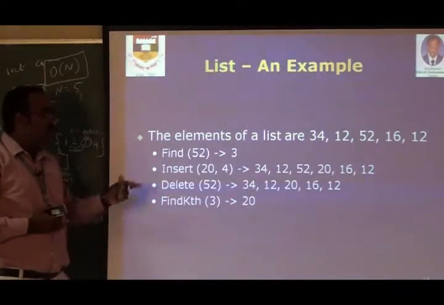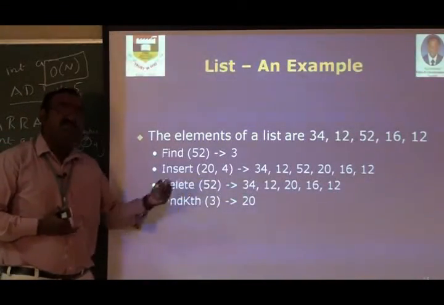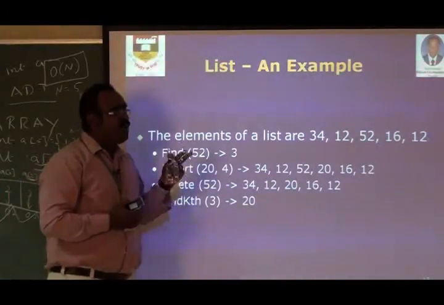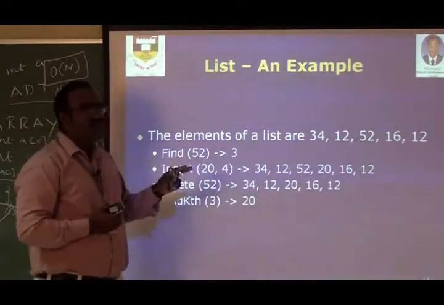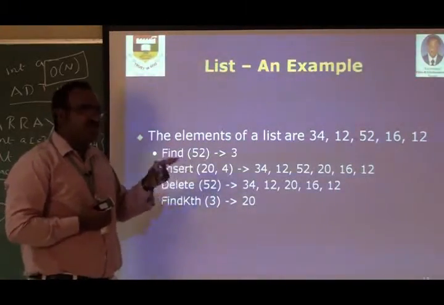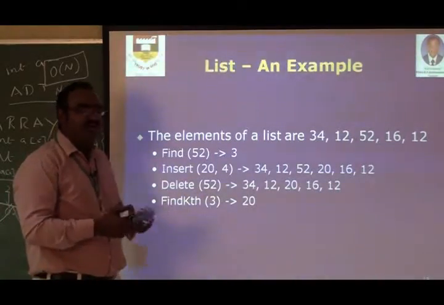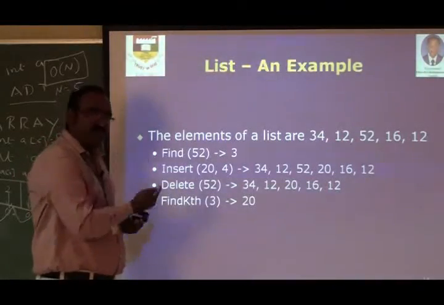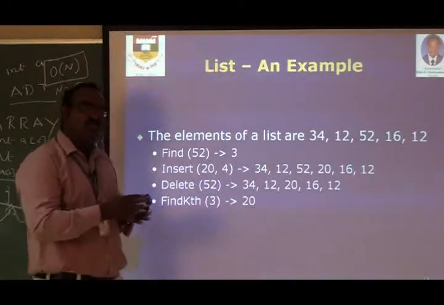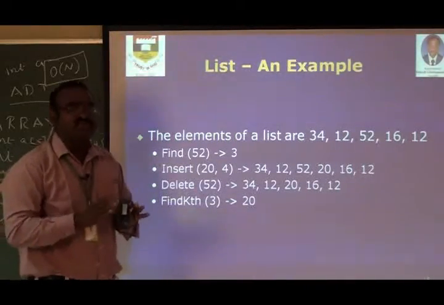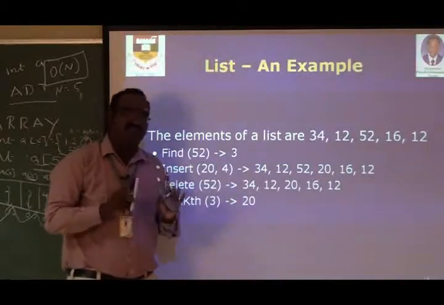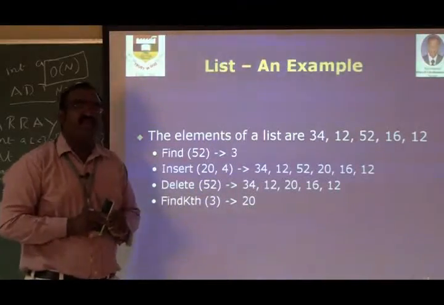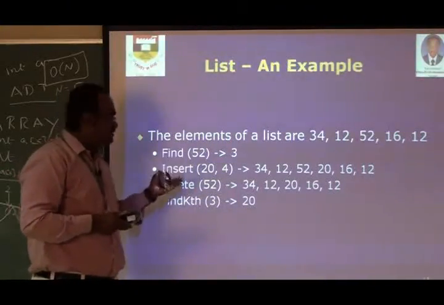Now what we are going to perform is inserting 20, a data item, a value, at the fourth place. 34 is first, 12 is second, 52 is third, and the fourth place is now 16. So we are going to insert 20 there. The insert operation finds the particular position from the beginning of the list. If elements are there, we move them into the next position if the capacity allows. For example, if the size of the list is only 5, you cannot perform the insert operation because there are already 5 elements. If the size of the array is 10, then you can easily insert 20 at the fourth place.